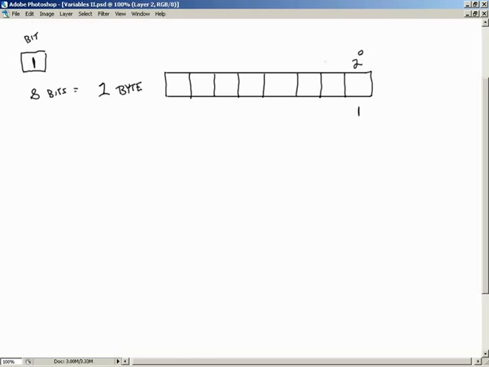Now, how about 2 to the 1? That's just going to be 2. What about 2 to the 2? 2 times 2 would be 4. How about 2 to the 3? Well, 4 times 2 is 8.